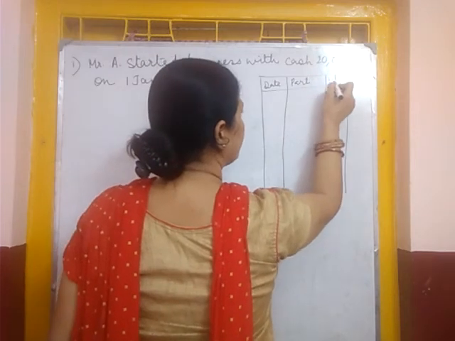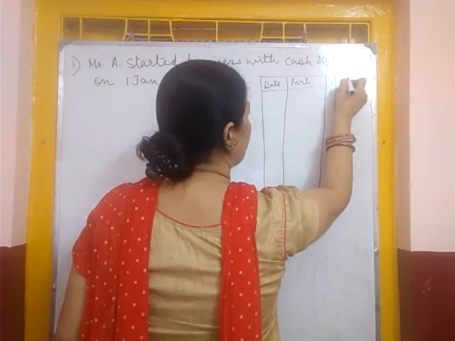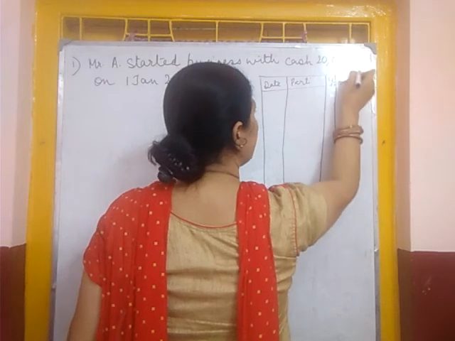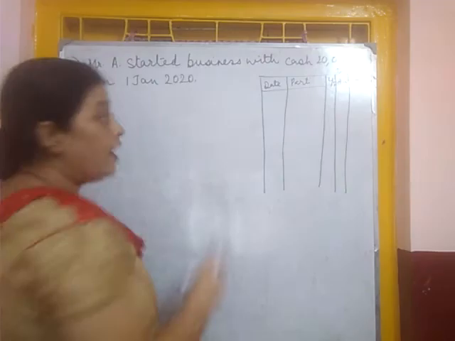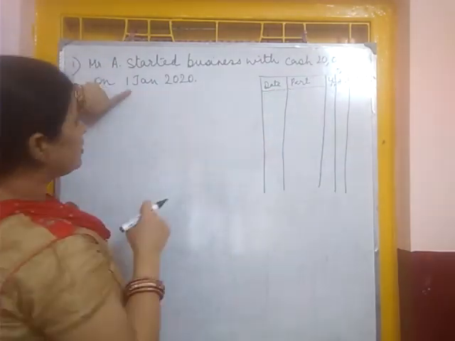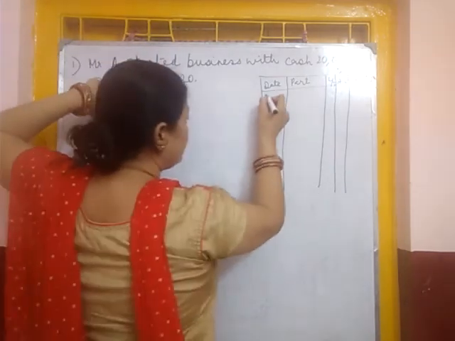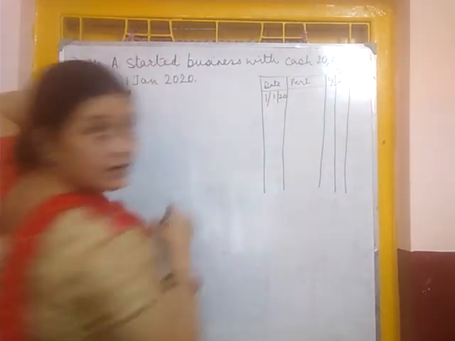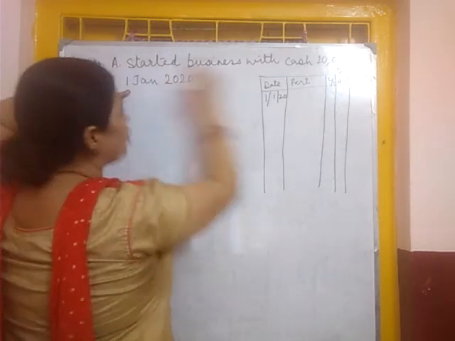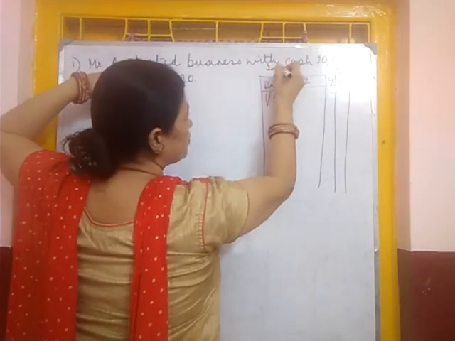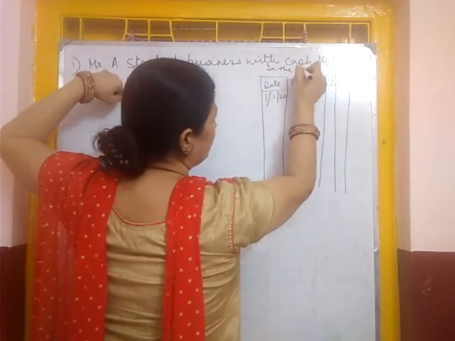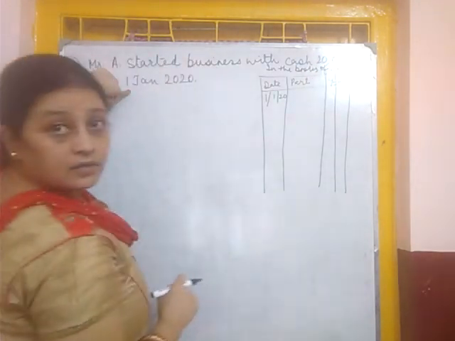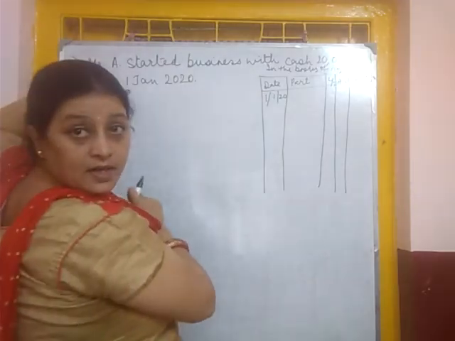This is ledger folio, amount and amount. Okay, this is debit and this is credit. In the date column, we will put this date, 1st January 2020. At the top we will write, in the books of A. Then we will prepare a journal.